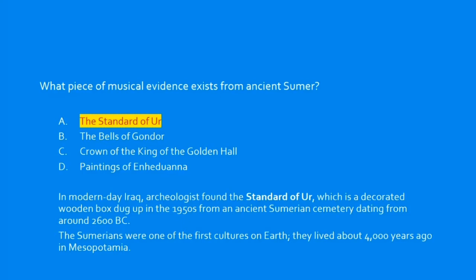The answer is A, the Standard of Ur. In modern-day Iraq, archaeologists found the Standard of Ur, which is a decorated wooden box dug up in the 1950s from an ancient Sumerian cemetery, dating from around 2600 BC. The Sumerians were one of the first cultures on Earth. They lived about 4,000 years ago in Mesopotamia.